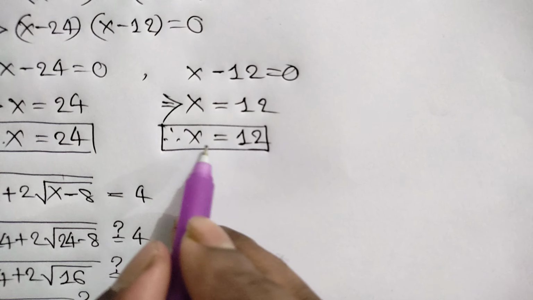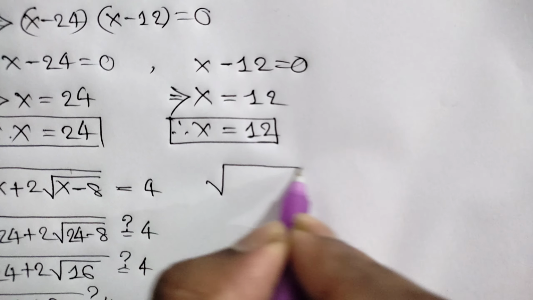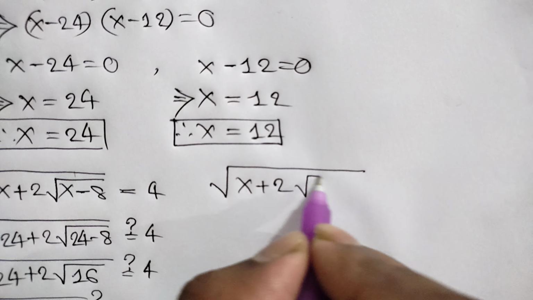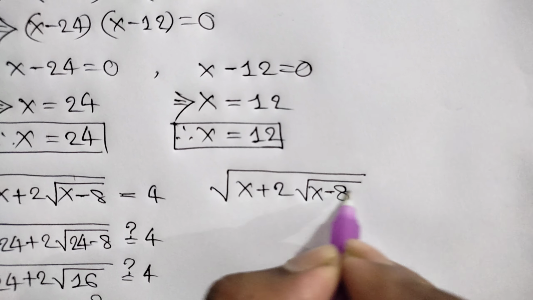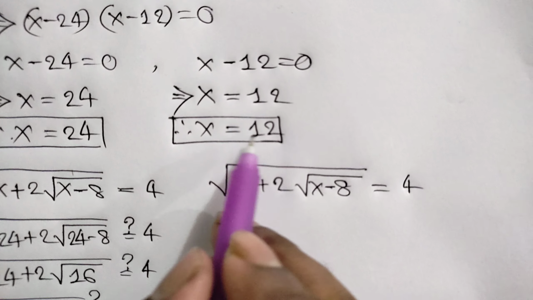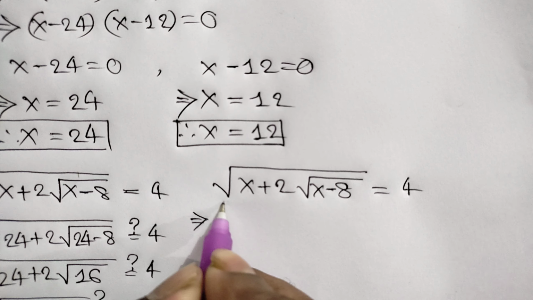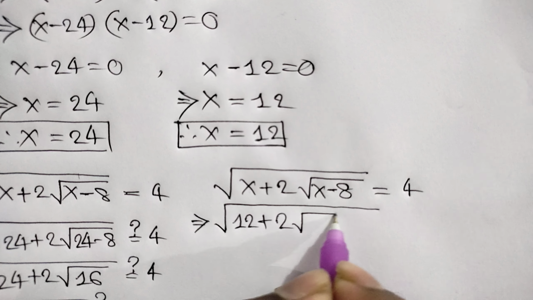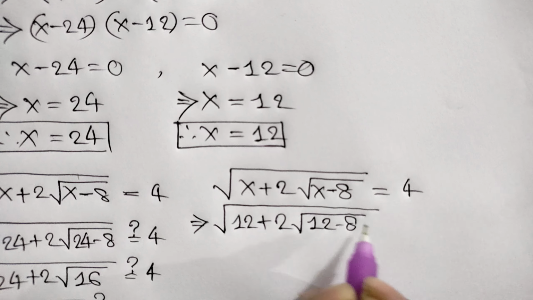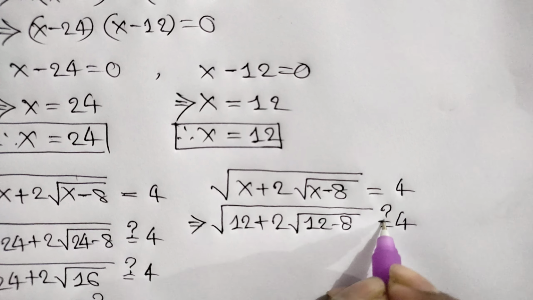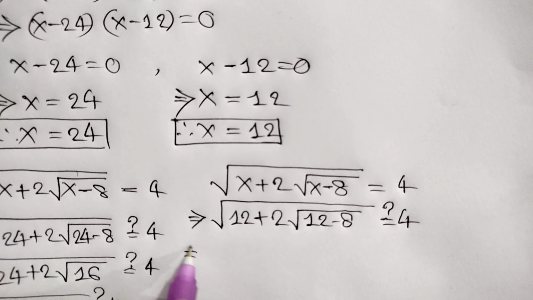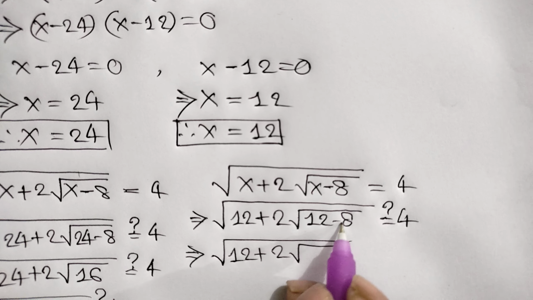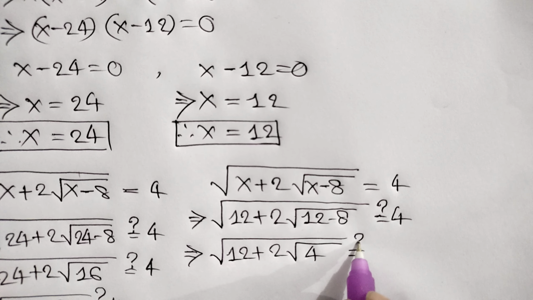Now check x is equal to 12. Our question is square root of x plus 2 times square root of x minus 8 is equal to 4. Here x is equal to 12, so we can write square root of 12 plus 2 times square root of 12 minus 8. Is it equal to 4? Square root of 12 plus 2 times square root of 4. Is it equal to 4?